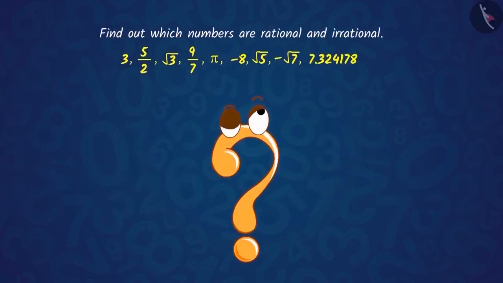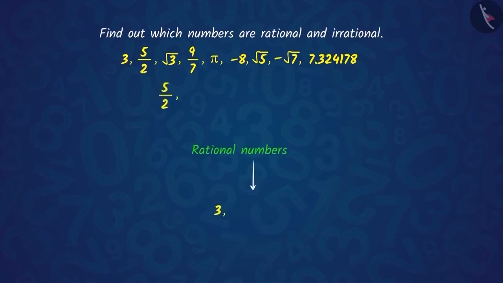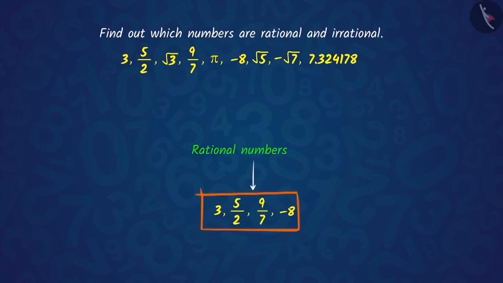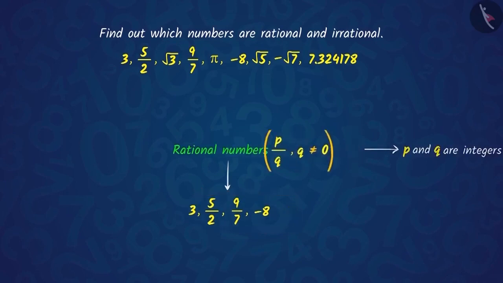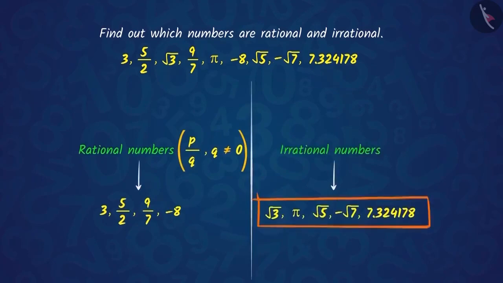Dear children, can you sort these real numbers into rational and irrational numbers? Well done! The numbers in the first column are rational because they can be written as P over Q. And the numbers in the second column are irrational because they cannot be written as P over Q.